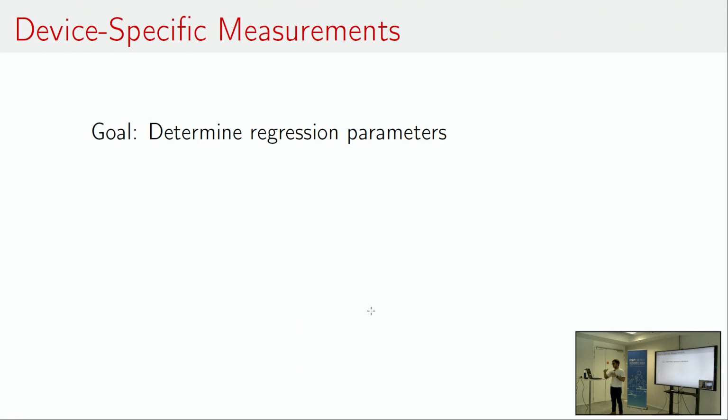Right, so how do we get the device-specific measurements? The goal here is to determine the regression parameters. You have a regression model. The model has some parameters that you train, and then some inputs that you give during the runtime. So we want to determine the parameters during training. The method for this would be quite simple, in fact.